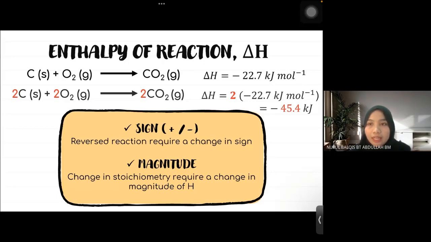Faham. Okay, did you notice something? On the first thermochemical equations, you have negative 22.7 kilojoule per mole. While for the second thermochemical equations, once you times it with 2, you left only with this kilojoule. What happened to the per mole? Kenapa kita dah tak ada per mole sekarang?